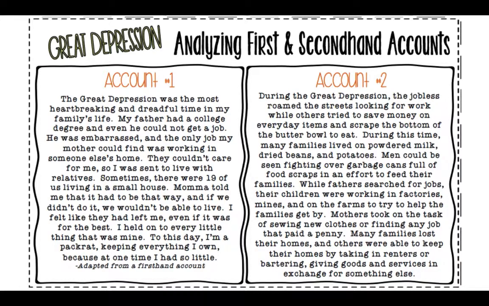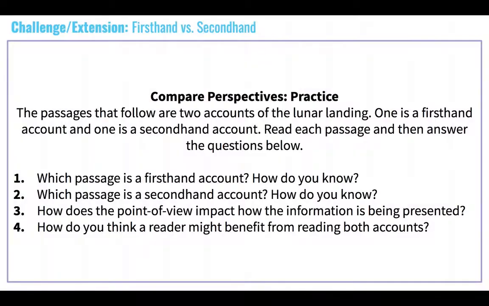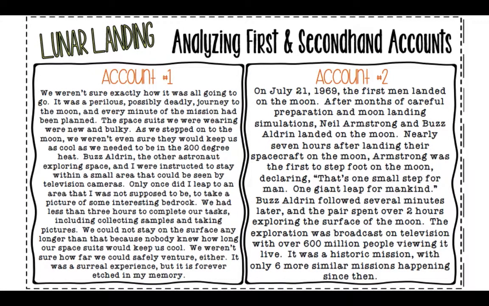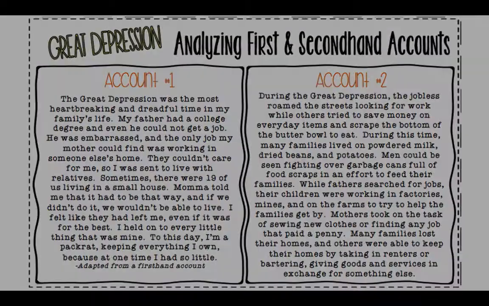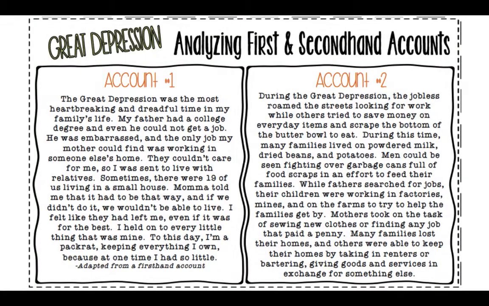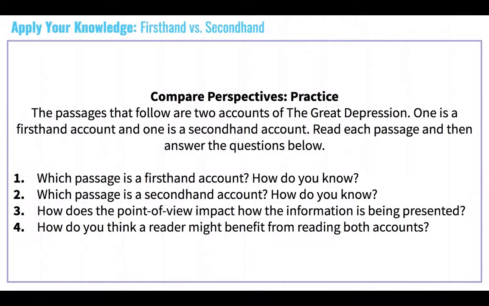If you feel like challenging yourself and doing more practice on first-hand versus second-hand accounts, you can use the same 4 questions and apply them to these 2 passages about the lunar landing. This is optional. The only mandatory work you have today is to answer these 4 questions about these 2 accounts about the Great Depression. Which one is first-hand, second-hand? And then these 4 questions, okay?